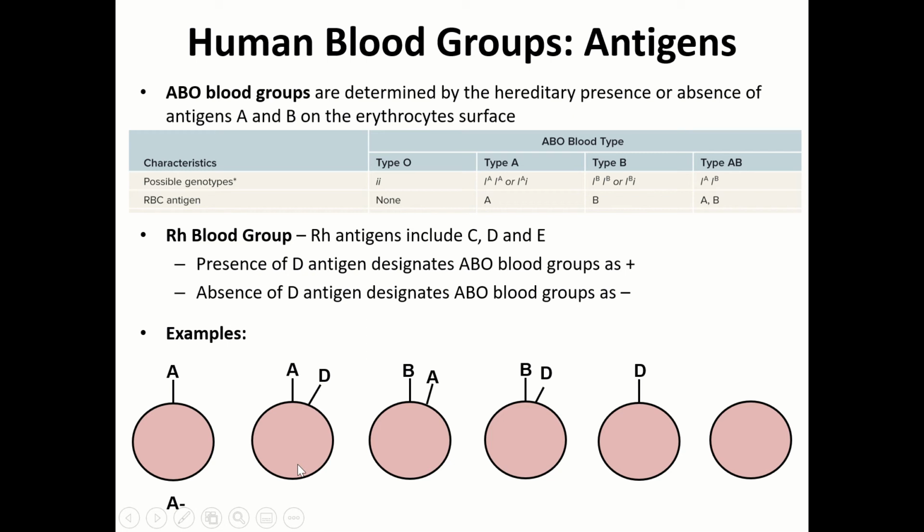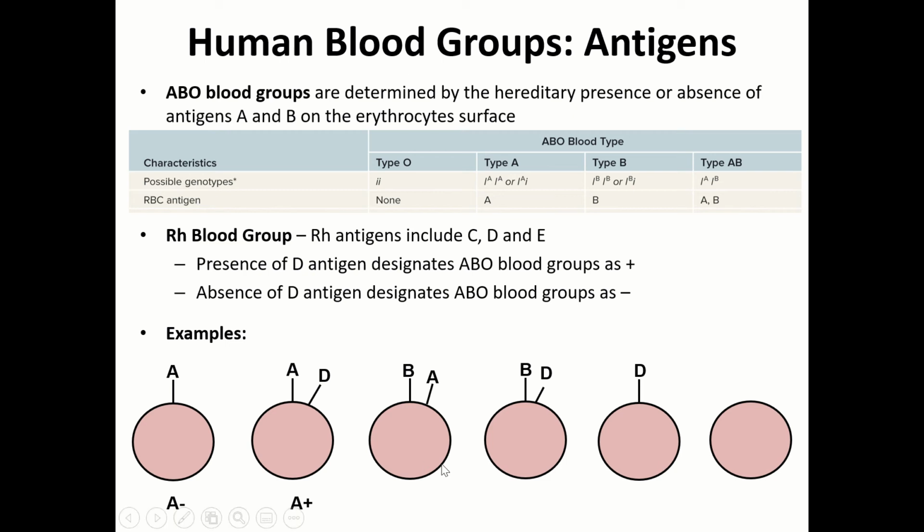Now, if you take that same individual right here, or a similar erythrocyte, and you give them an A antigen, and then you also add a D antigen on that cell, that's an A positive blood type. So again, that Rh factor, also known as the D antigen that we're looking at there, is either A negative or A positive depending on its absence or presence.